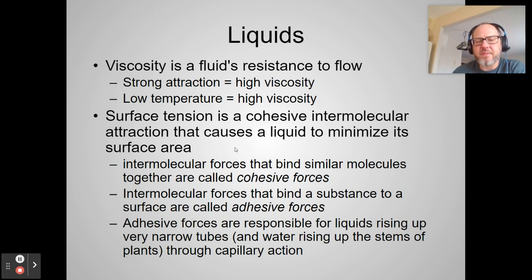Intermolecular forces that bind a substance to its surface are called adhesive forces. So that causes them to stick to things, right? And so this combination of adhesive and cohesive forces will cause liquids to rise up through very narrow tubes called capillary tubes, and this is called capillary action.